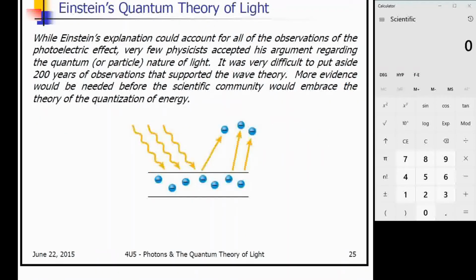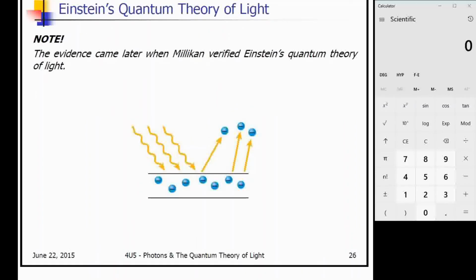So while Einstein's explanation could account for all of the observations of the photoelectric effect, there were very few physicists who accepted his argument. The reason was because he was going back to this particle theory of light that physicists were ready to move away from after Young's double slit experiment. It was very difficult for physicists because they were thinking, well, we were understanding light, but now Albert Einstein's putting in this whole new understanding, and it's got to change a lot of what we know. Over time, it started to become more embraced because it fully explained the photoelectric effect, and it was able to have other applications, which we'll get into as well.